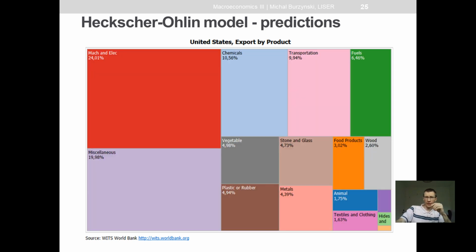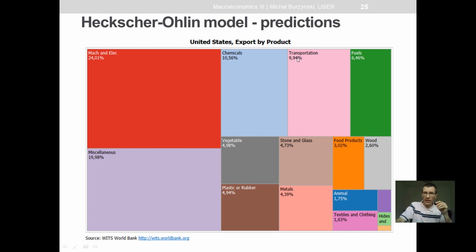We go to the next country, the United States. There you see a bit more diversity in terms of what the United States is exporting. You have machines and electronic devices. You have those different other goods that are not classified.